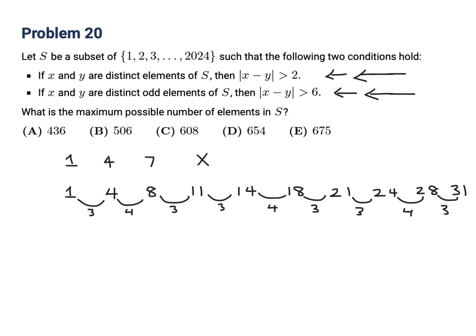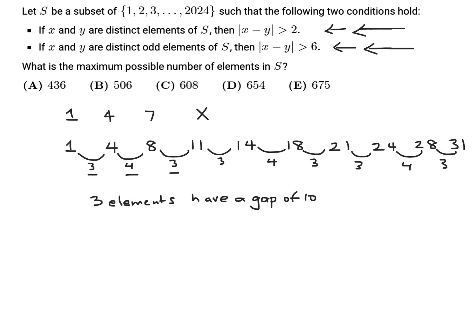Okay, so that means that 3 elements have a gap of 3, 4, and 3, so that's 10. So 3 elements would have a gap of 10. Okay, but that's just one group of elements. Is there another way of doing this? So let's see. Well, we started with 1, and when we started with 1, this is the only way we could do it because this one fell apart.